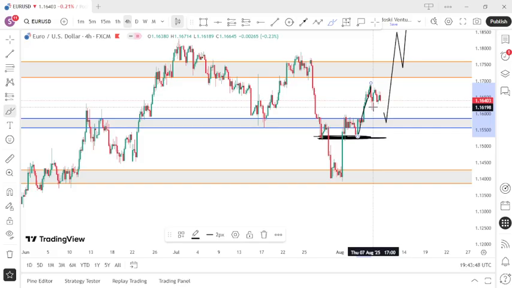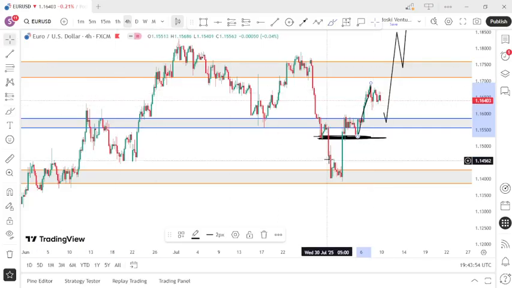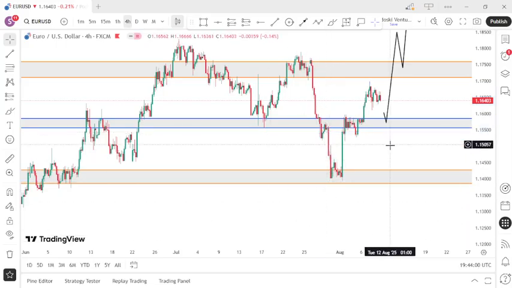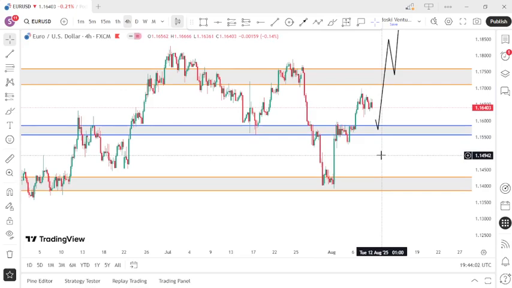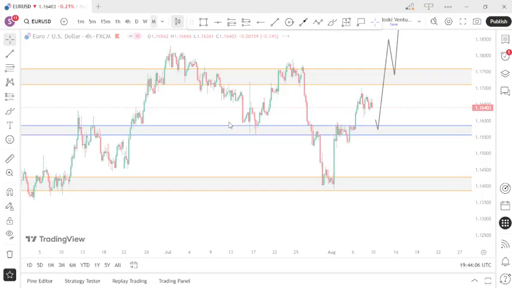But I can see another possible entry for another buy on EURUSD. So let's move on. Let's analyze the market and see how we are going to be taking that buy. So let's start from the monthly time frame.